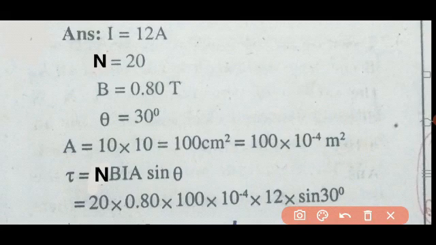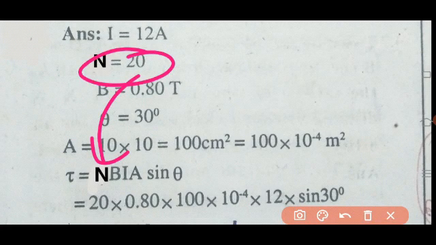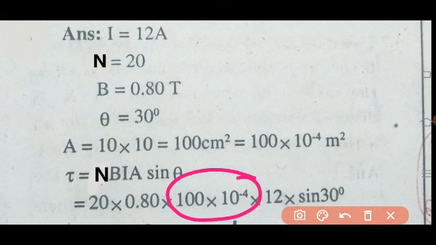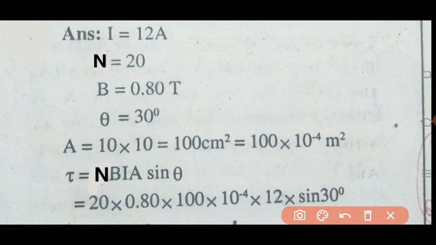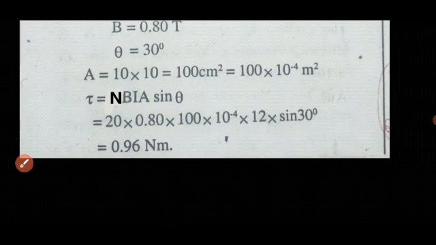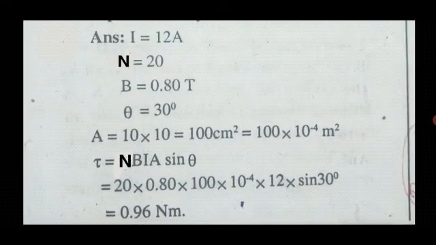Now the only thing is substitution. What is the n value? 20. What is B? 0.80. The area is given, 1 into 10 to the power of minus 2. Then current is 12, and the angle is 30 degrees, sin 30. You know sin 30 is 1 by 2, or 0.5. So when you substitute, you will get the answer as 0.9696.